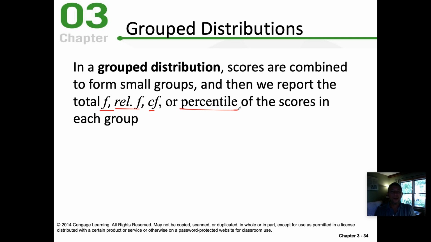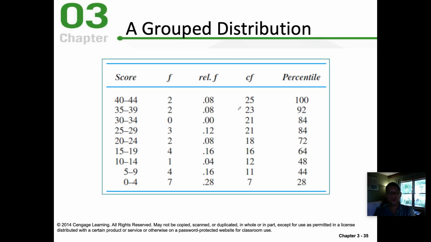But at this point, to do a distribution for individual data points might be a bit difficult. So let's look at the data set that we were looking at a while ago and calculate the various things that we have here. First, I'm going to look at the frequency, the score column, and notice that the scores range from 0 to 44.